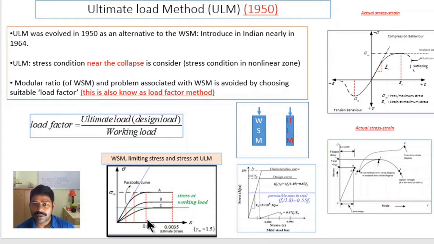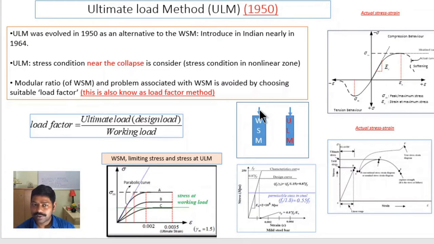Initially, we are calculating the stress occurring in the working load, and then we will multiply it with the load factor. If you allow the stress to reach near failure, since we are allowing the stress to reach near the failure, the cross-sectional dimension also will reduce. So if you find this example here, this was one column.